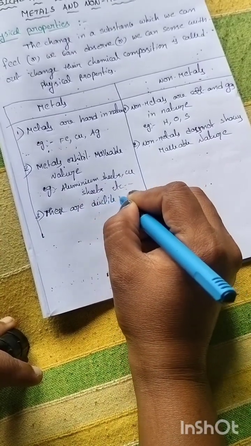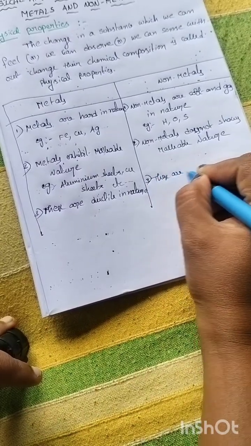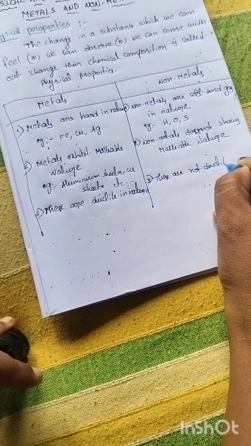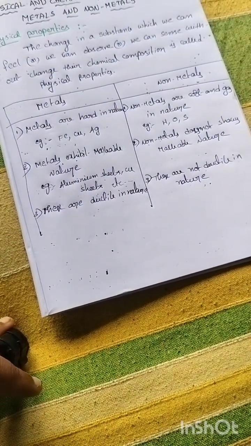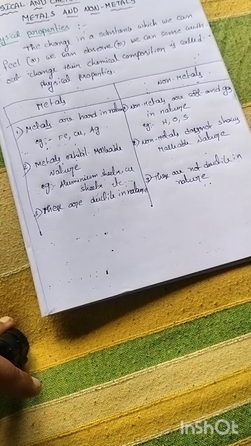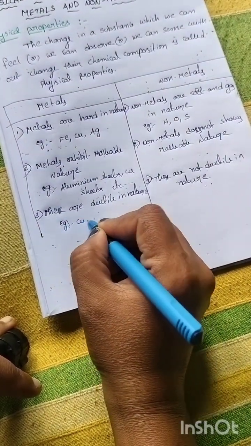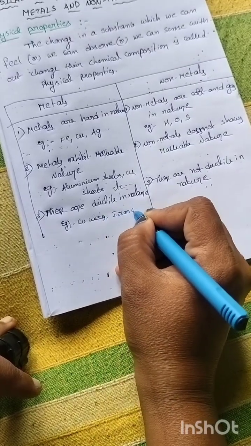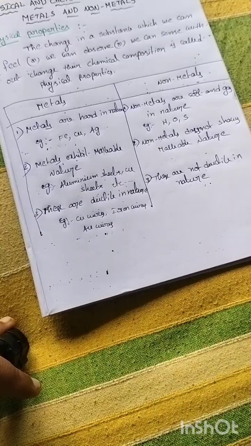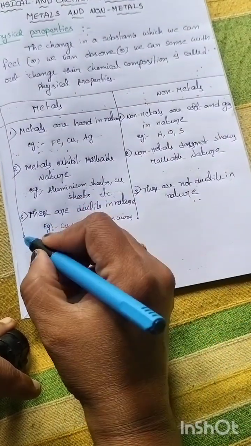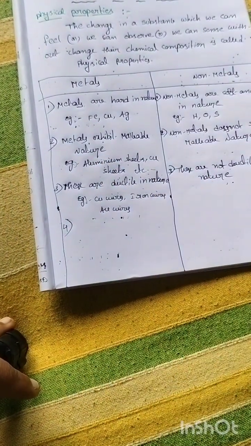Please write down all the points in your notebook. These are very, very important. The third property is that metals are ductile in nature, whereas non-metals are not ductile. What is meant by ductility? Ductility means making metals into thin wires. Malleability means making metals into thin sheets. For example, copper wires, iron wires, gold wires. These are examples of ductility.